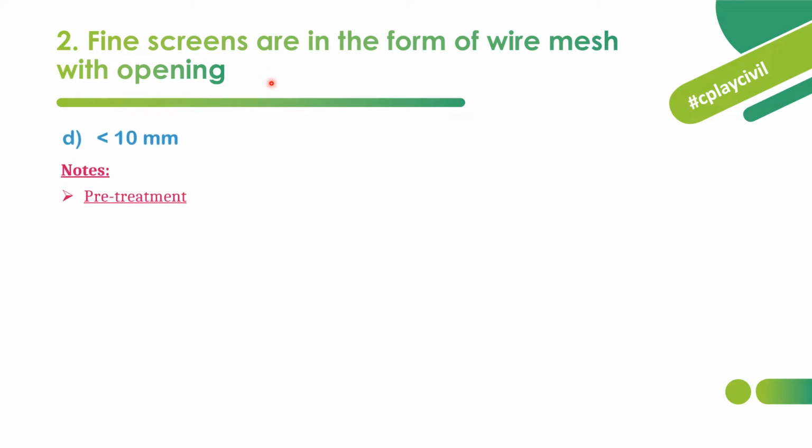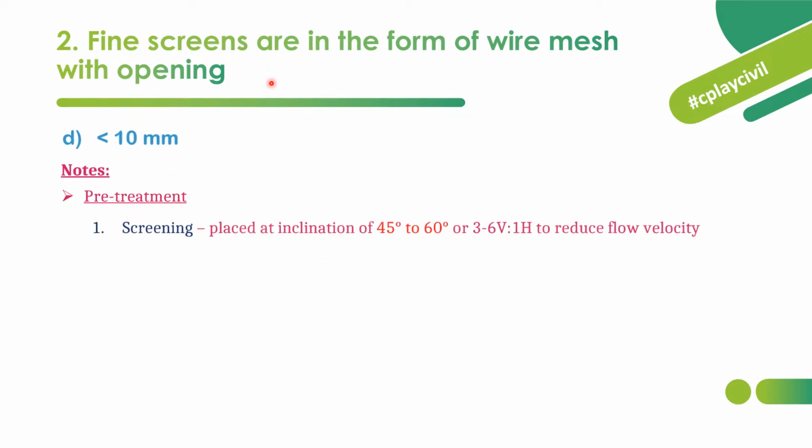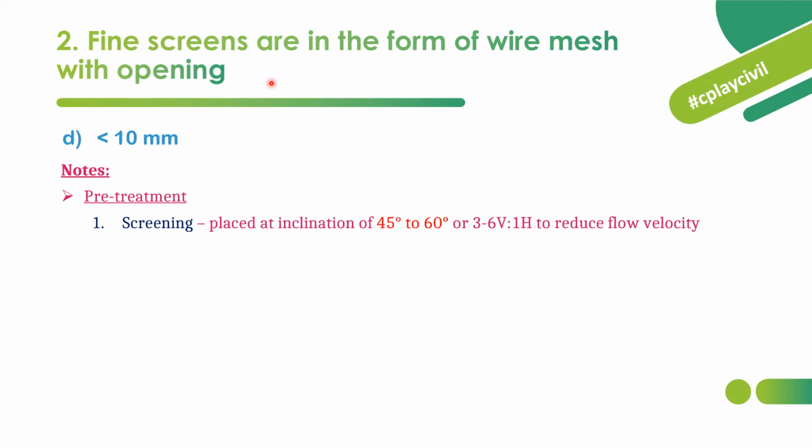And we also have coarse screens. In the pre-treatment methods, we have some treatment devices and treatment methods. Let's see them one by one. First is the screening. The screen will be placed at an inclination of 45 to 60 degrees, or we can say 3 to 6 vertical to 1 horizontal. This much inclination is given to the screen so that we can reduce the flow velocity.